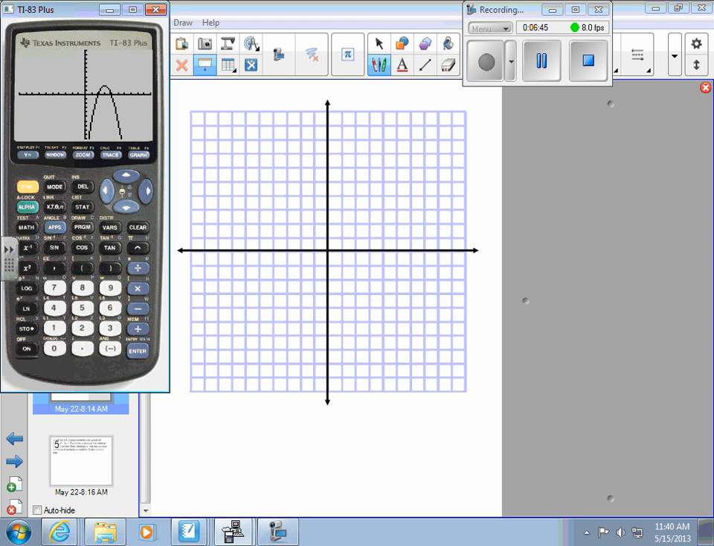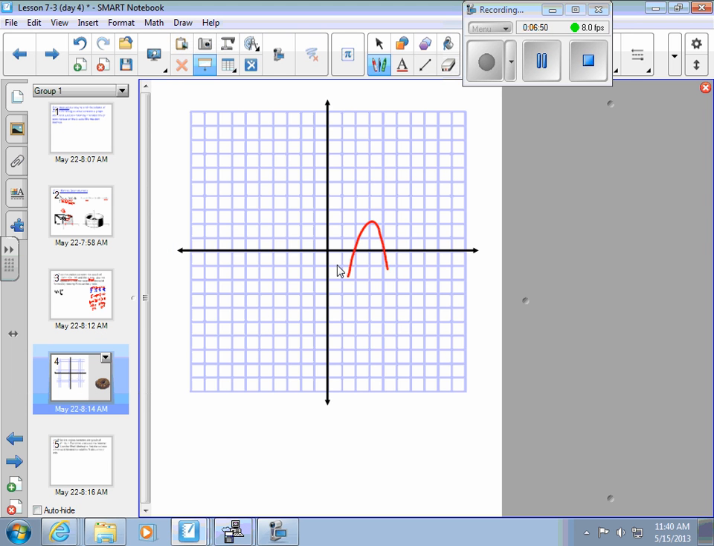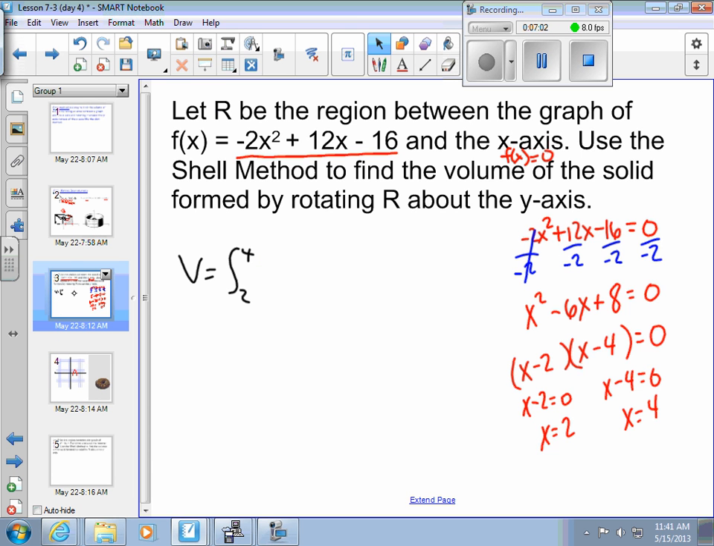And you can see it intersects at 2 and at 4, just like we had said. So right there and right there is where it intersects. So you can get the same thing looking at the graph. All right, let's go back to our problem here. So we know where it's going to intersect. We know our limits across the x-axis. Now we want to put in the rest of the formula.